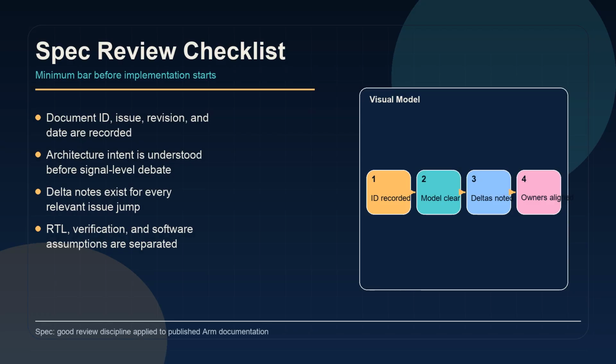Before implementation starts, enforce a small checklist. Record the exact document identity, confirm the architecture model, note the issue deltas that matter, and separate the assumptions for hardware, verification, and software. That discipline removes a large amount of avoidable churn.